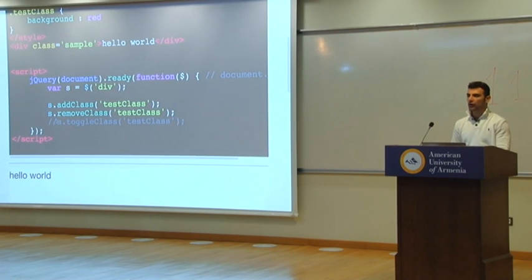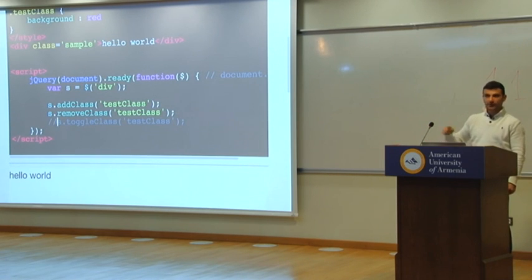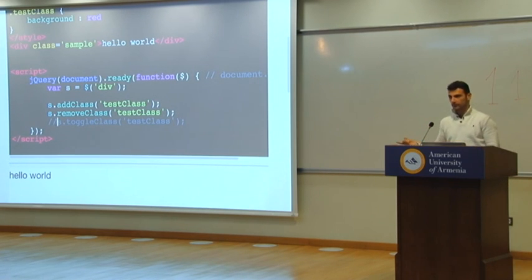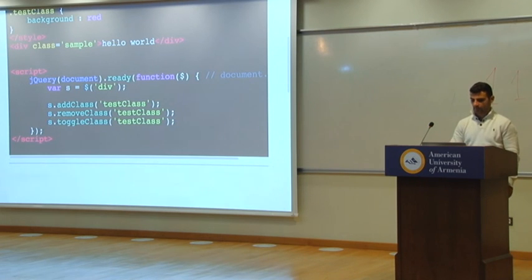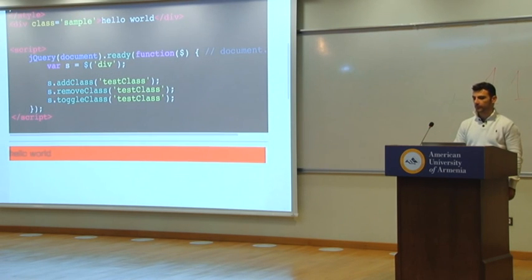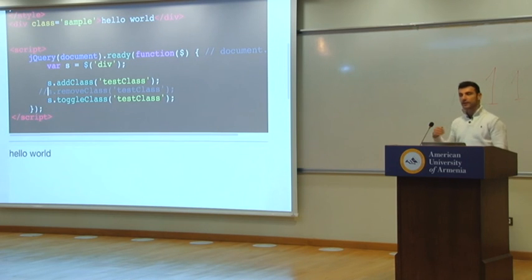What do you think toggle does? Exactly. So if it has the class, it removes it. If it doesn't have the class, it adds it. Exactly. Which is why we get that. So here we add the class, here we remove the class. The class does not exist, so it gets added. If I were to do that, the class existed, so it removes it.